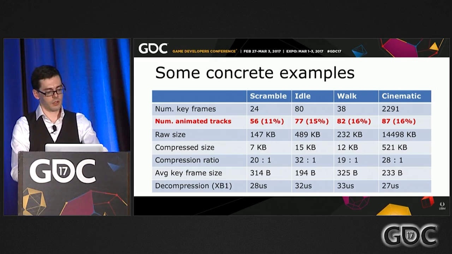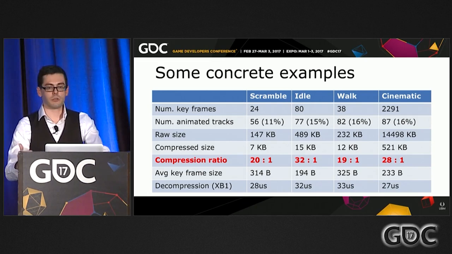We have, of course, the raw size and compressed size, yielding us a compression ratio, which is very decent, between 20 to 1 and 32 to 1. And we can see the cinematic compressing very well with 28 to 1.